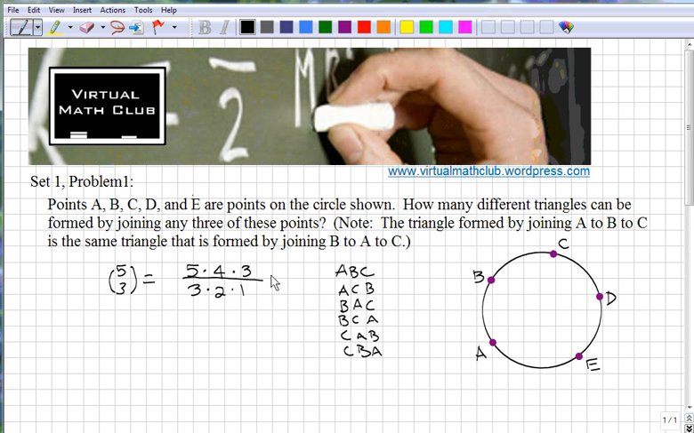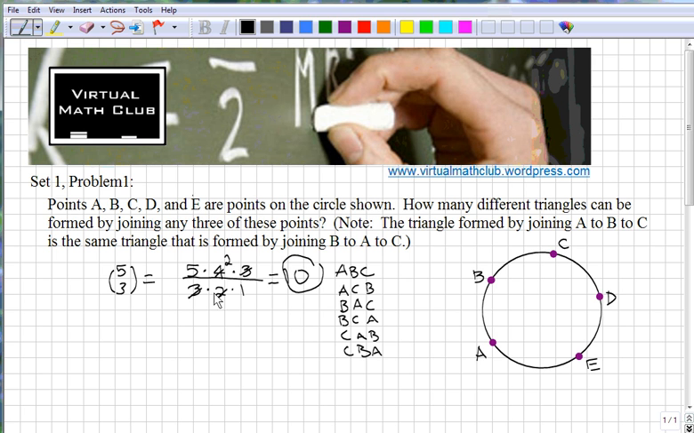so that we can get the number of ways to choose 3 points, given that order doesn't matter. Okay, so let's see, we can cancel 3 with 3, and we can divide the 4 by 2, and we get 10. So, just like we got before, we have 10 ways to choose 3 points from 5, given that the order doesn't matter, which will tell you the number of triangles that you can form from those 5 points.